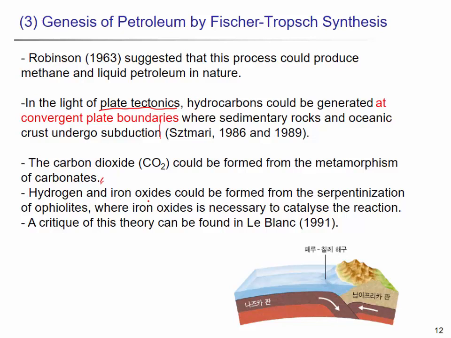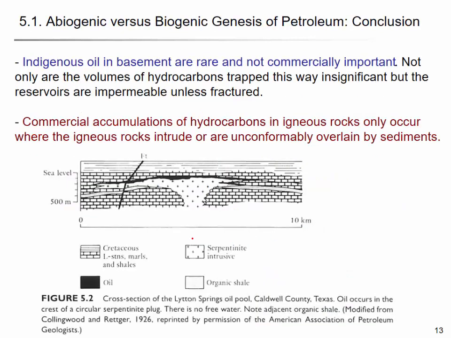And hydrogen and the iron oxide could be formed from the serpentinization of some mineral, where the iron oxide is used to catalyze the reaction. And there are some critiques also about that.